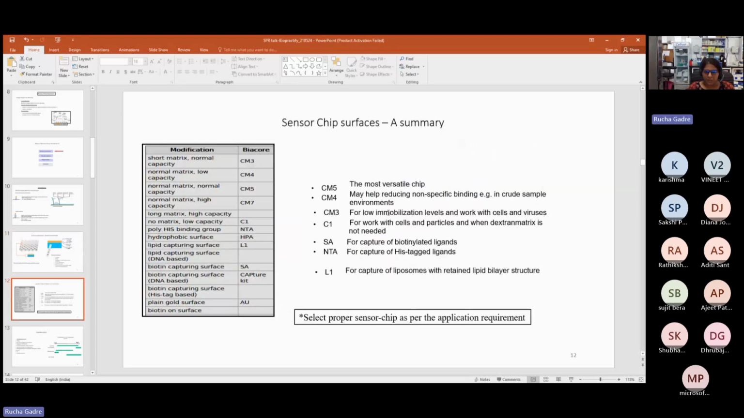So these are the different chips available, and this is some information on which chip is used when. CM5 is the most versatile chip. If you want to do low immobilization, then you will go for the CM3 chip. For whole cells particularly, we use the C1 chip, NTA for histag, SA for biotinylated, and L1 and HPA for capturing lipids and liposomes.